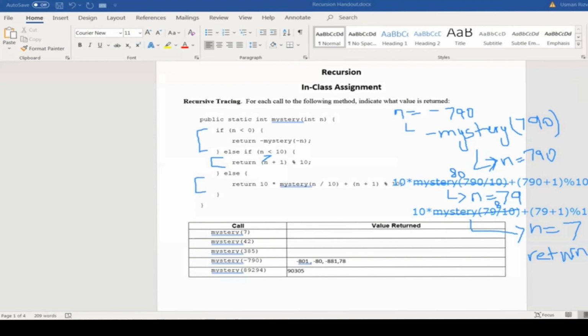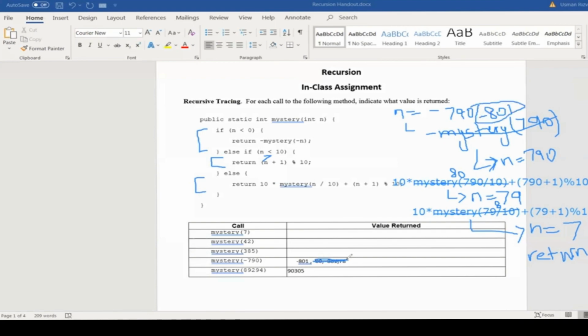This is going to equal 10 times 80, which is 800, plus 791. 790 plus 1 is 791. And 791 mod 10 equals 1. So that would be 801. We don't have mystery anymore, but we do have that negative sign, right? So that negative sign would just carry over. So the answer would be negative 801.